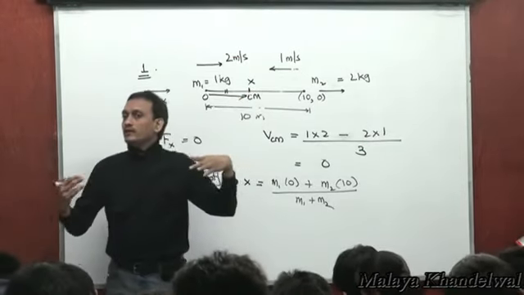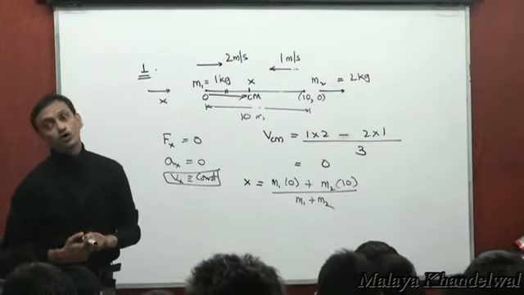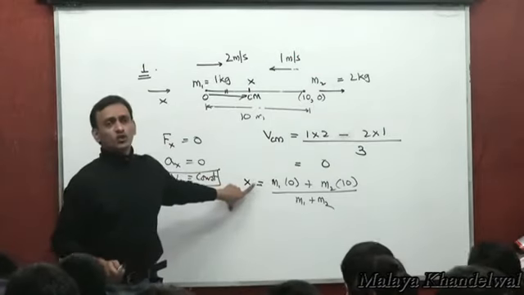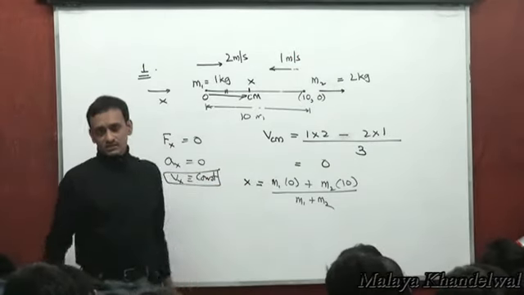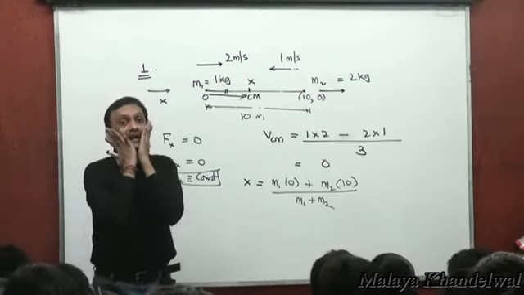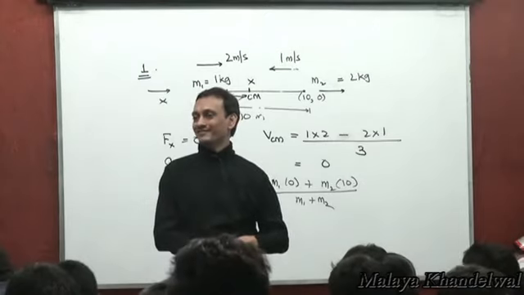Both the masses are moving, but the x coordinate of the center of mass will remain the same because the velocity of the center of mass in the x direction is 0 and constant, right? So this will be the x coordinate of the center of mass, which will remain the same at all instants of time. Now, where would they meet therefore? Where would they meet?